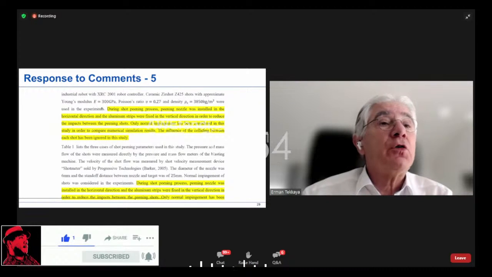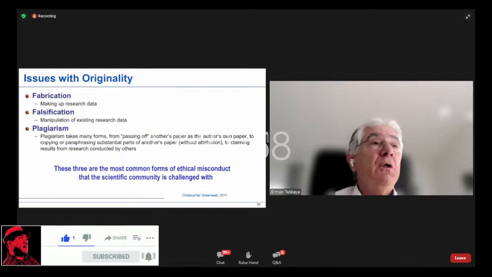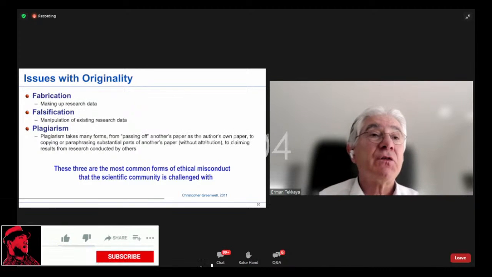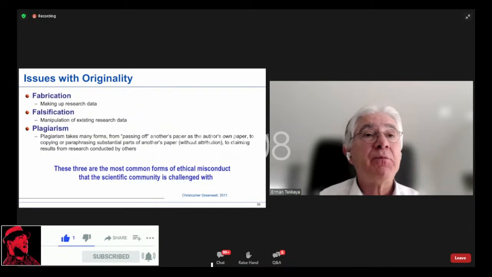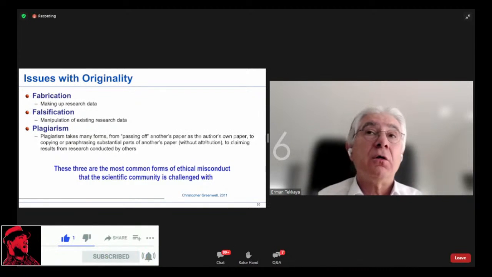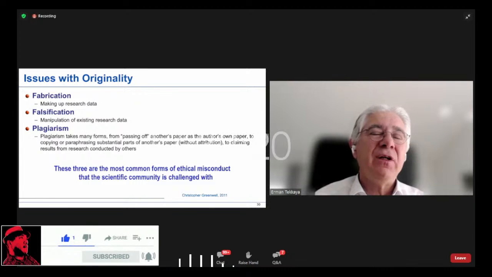Okay, issues of originality, which have also been mentioned by Timo: fabrication, falsification, plagiarism. You know that there are software packages which check the overlap with other papers, not only published papers, they look also at conferences and so on. So there is now a quite strong checking mechanism, but that doesn't have anything to do with checking.